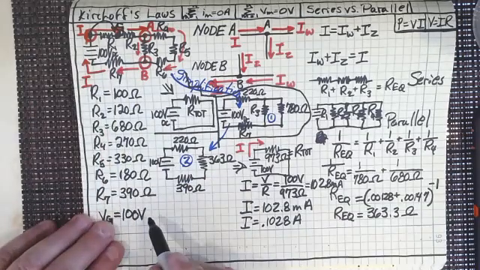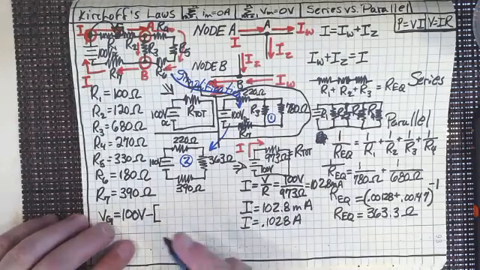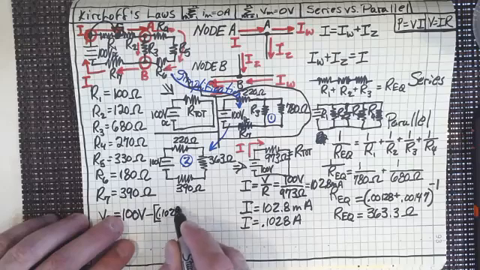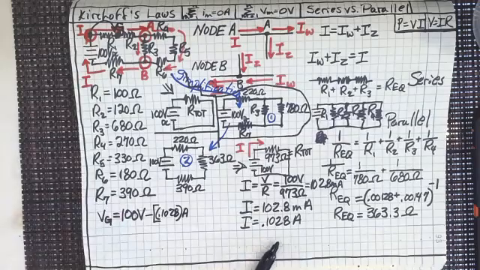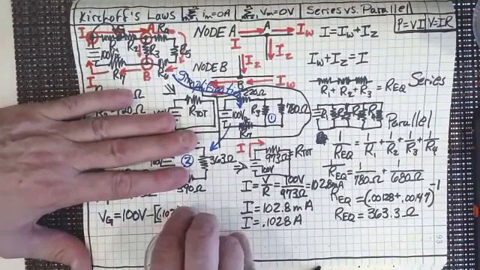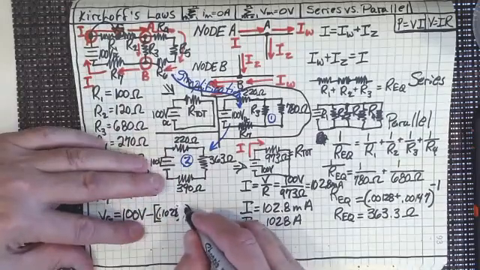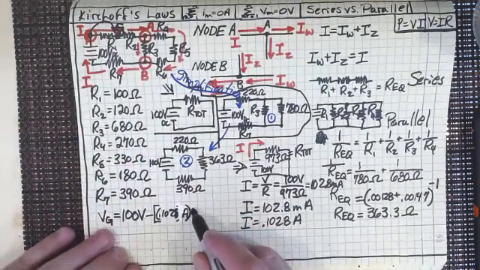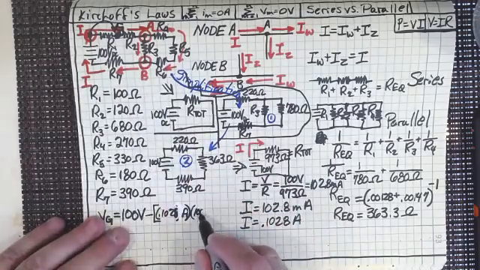So 100 volts minus the current that's flowing through R1, 0.1028 amps. I didn't draw that right, did I? I should have put the parentheses around the I don't know. Can't take me anywhere. Okay. Amps. Yes, nobody can tell there was a thing there. Times the resistance of R1, which is 100 ohms.